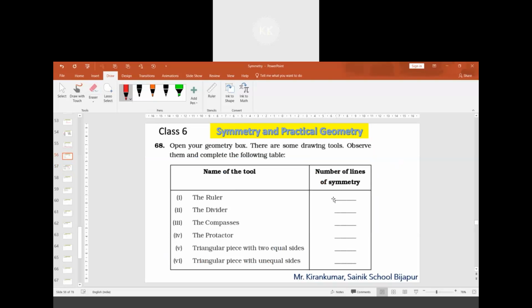For a ruler, there are two lines of symmetry. For a divider, there is one line of symmetry. For compasses, zero lines of symmetry. Protractor, one line of symmetry. This triangular piece with two equal sides has one line of symmetry. And for unequal sides, zero lines of symmetry.